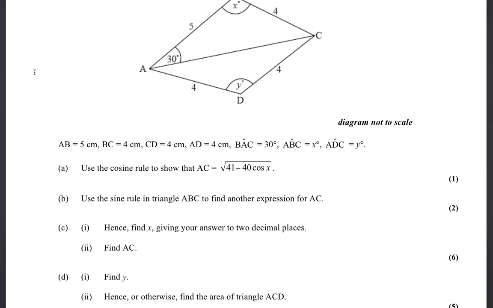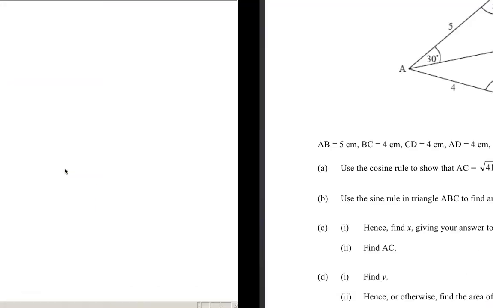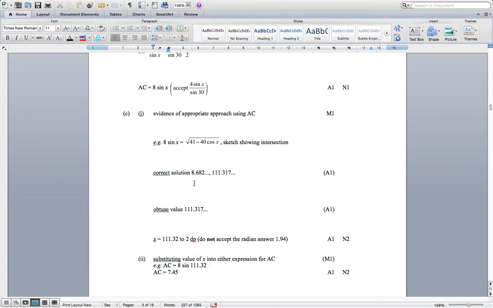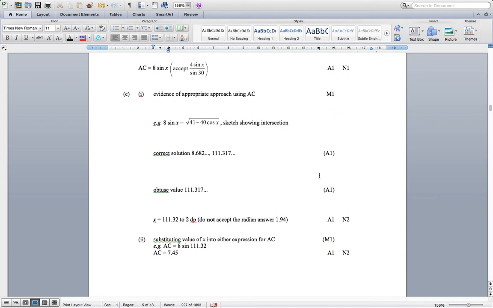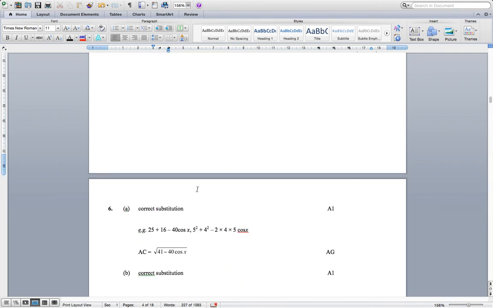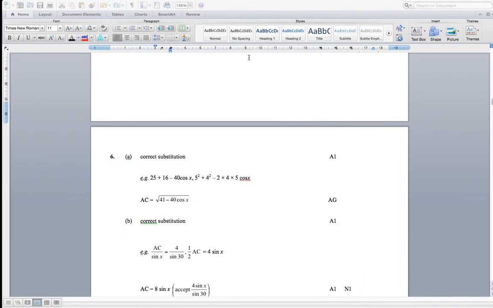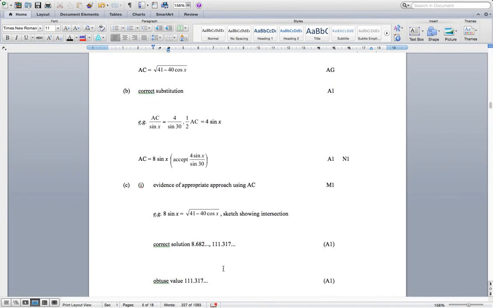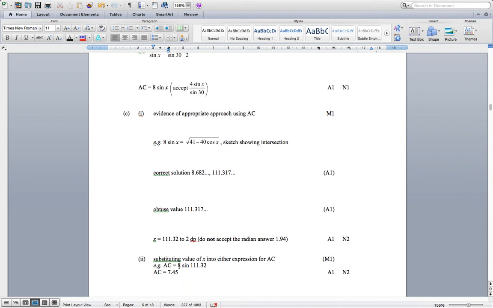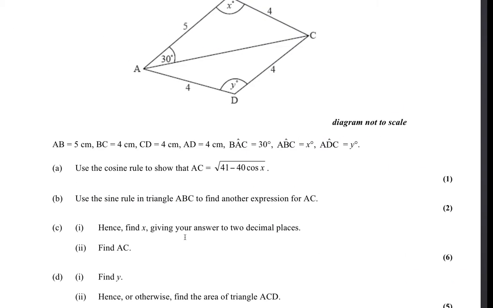So again, let us look at the mark scheme. I'm sorry, I think the mark scheme is here. Yes. So x correct solution is 8.682, 111.317. Okay, for writing this step, you get 1 mark. But taking 111.317, you get again 1 mark. Okay, because as you can see, this is an obtuse angle, isn't it? So the solution cannot be 8. So the final answer is x has to be 111.32. Okay, so let's look at the next part.